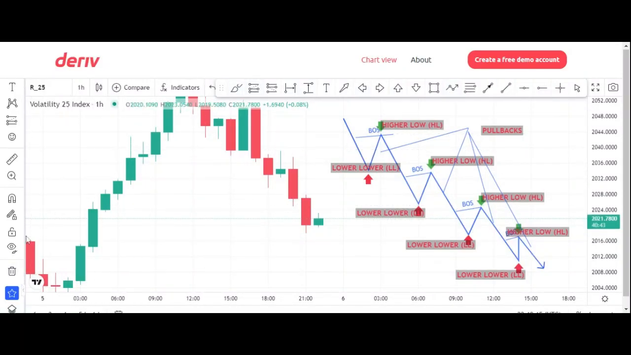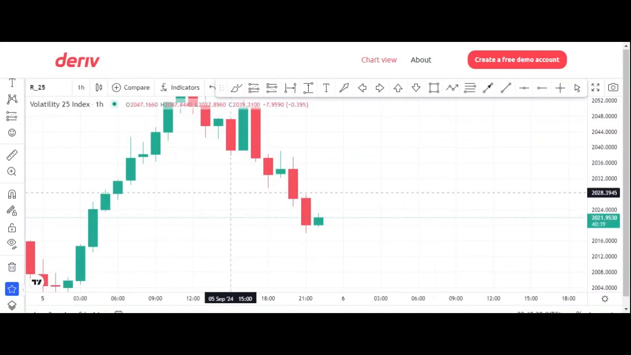I hope all the labeling is communicating something. And with that, now I guess you know how it works, and know the structure of markets.